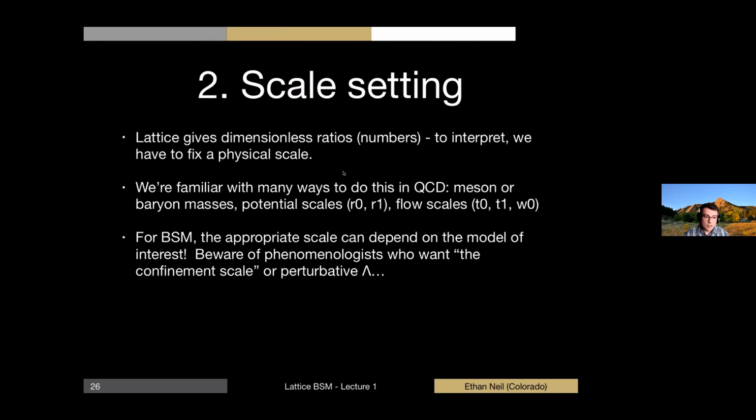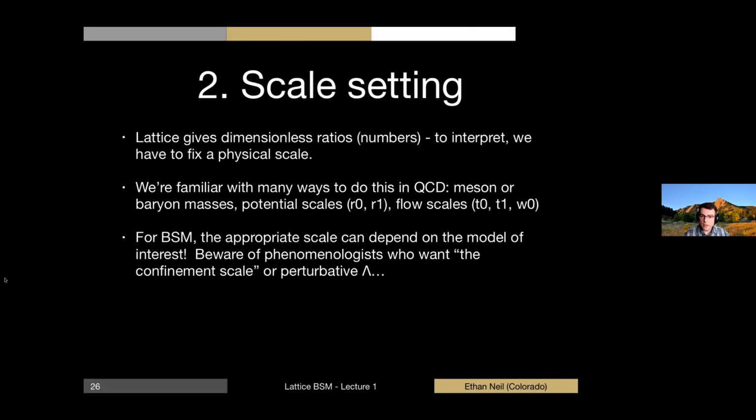Second thing I want to mention is scale setting. And this is, again, some place where there's sometimes a disconnect with experimentalist phenomenologists. Of course, as we know, lattice is a numerical calculation. It gives us dimensionless ratios. It gives us numbers. To actually interpret the numbers we get out of the lattice, we have to fix some physical scale. We're very familiar with how to do this in QCD, and there are many different ways to do it.